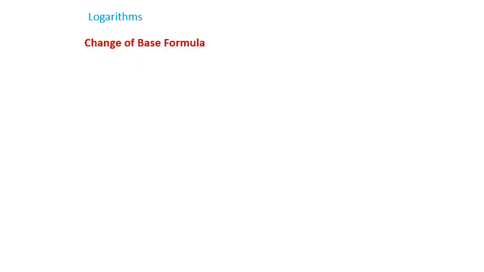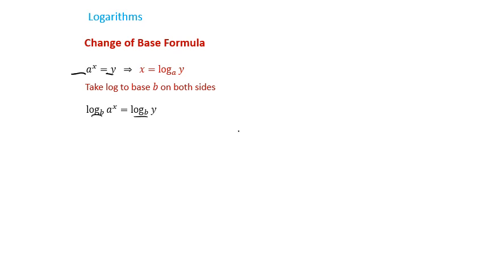Okay, let's have a quick look at the change of base formula. We already know that if a to the x is equal to y, then that can be written as x is equal to log a y. What we're going to do now is take the log of both sides. When you do that, you just write log b in front of both terms. So in front of there, we wrote log b. In front of there, we wrote log b. So log b a to the x equals log b y. This is called taking the log of both sides.